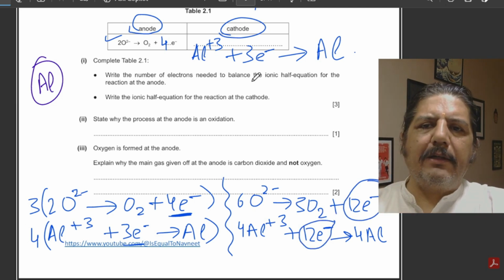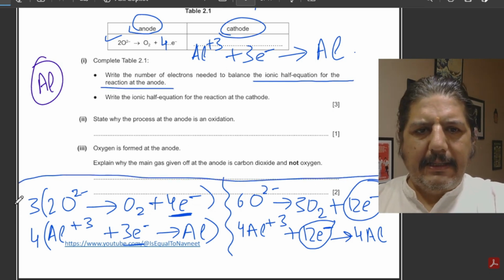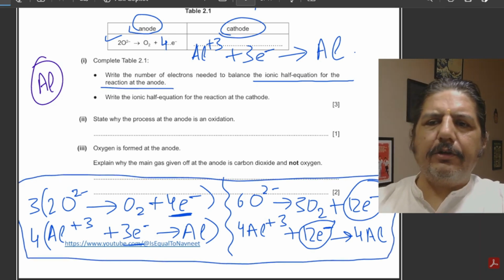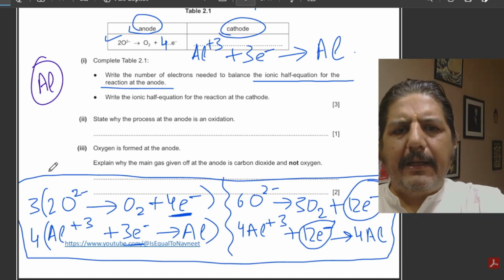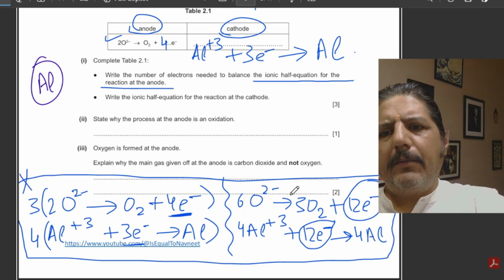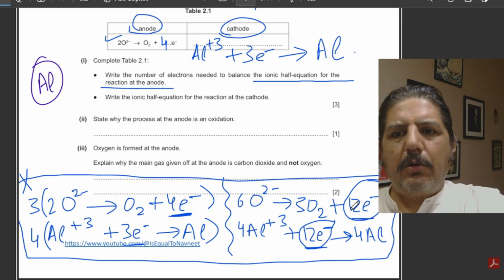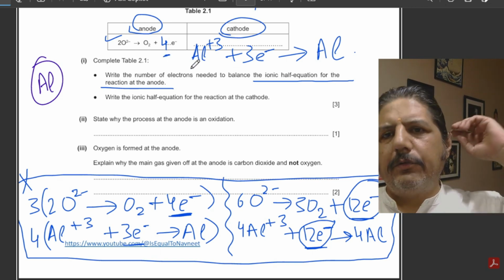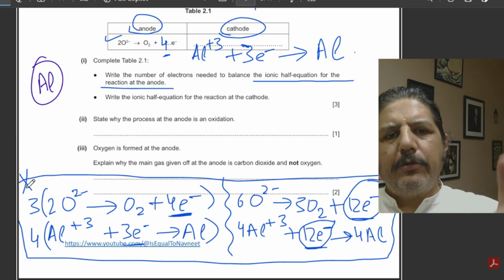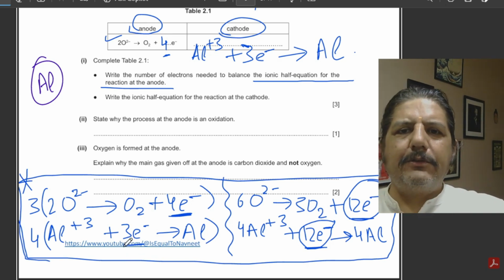Write the number of electrons needed to balance the ionic half equation for the reaction at the anode. So this is just for your understanding, that the number of electrons actually should also balance. This is not what is being asked in the question, but I just want to tell you that the number of electrons in the ionic half equation should also balance. But here, write the number of electrons needed to balance the ionic half equation for the reaction at the anode. These are the number of electrons which we require. I hope you have understood that this is not being asked. This is additional information that I am giving.